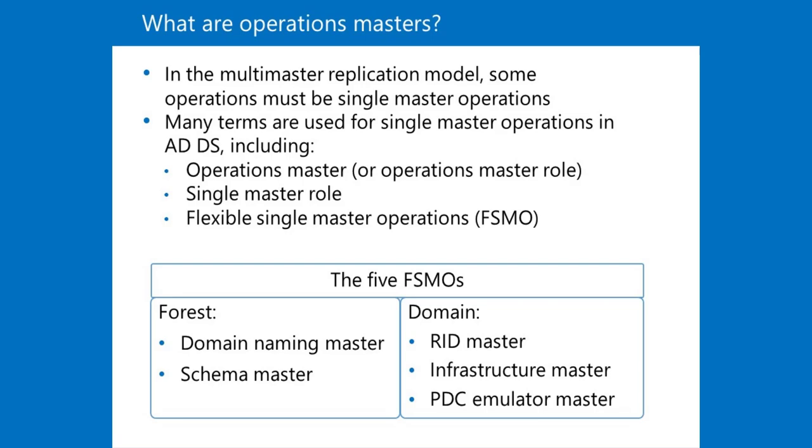Note, the Windows PowerShell command Get-ADDomain from the Active Directory module for Windows PowerShell shows the domain properties including the current RID master, infrastructure master, and PDC emulator master. Note, the global catalog is not one of the operations master roles.